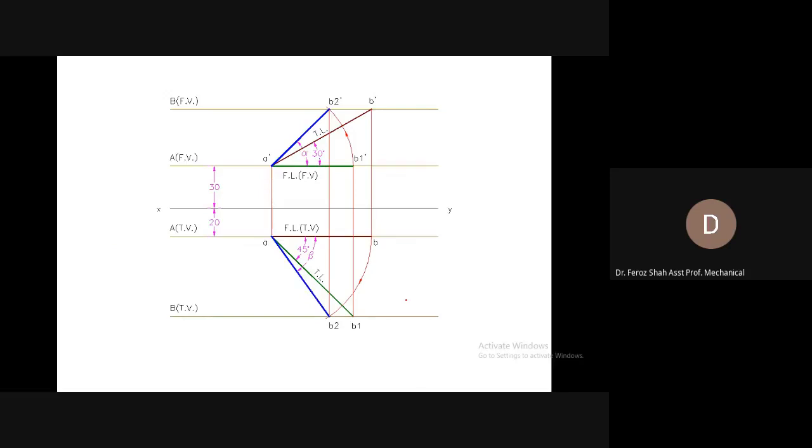In some cases, we will be given the front view and the top view of a line, and we will be asked to find the true length and the true inclinations, that is theta and phi. We will be given the length of the front view along the apparent angle alpha, and the length of the top view along the apparent angle beta, and we will be asked to find the true length along the true inclination phi and the true length in the front view along the true inclination theta. So we can do that as well.